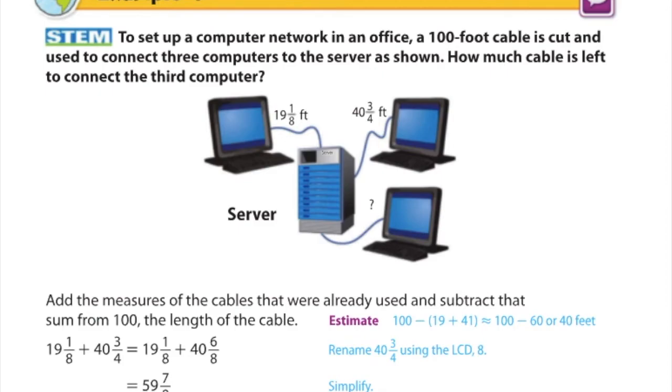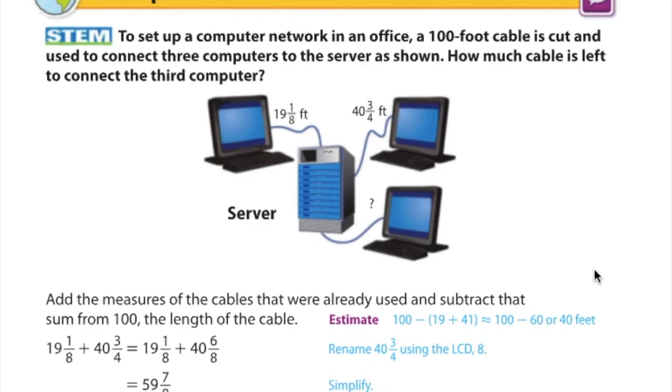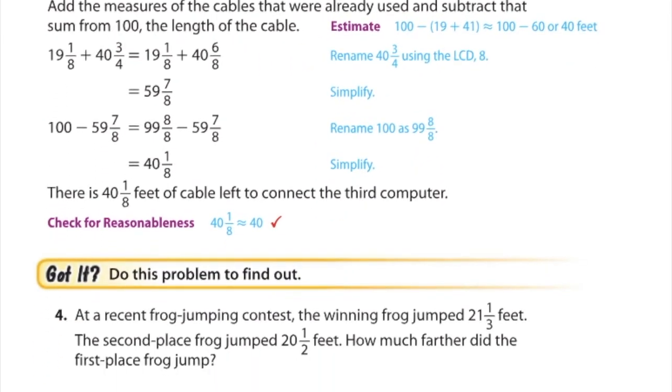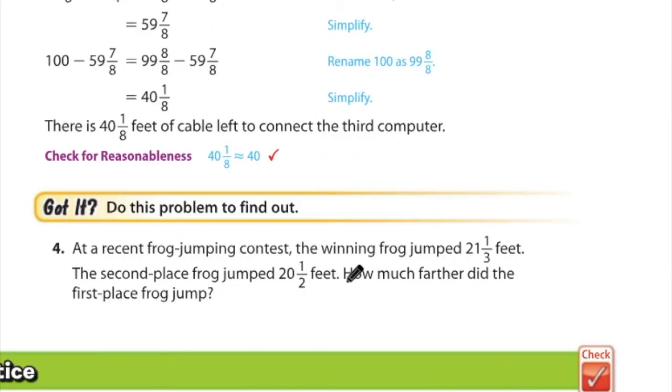For example 4, we have a story problem where you will need to add mixed numbers. For the got it problem, at a recent frog jumping contest, the winning frog jumped 21 and 1/3 feet. The second place frog jumped 20 and 1/2 feet. How much further did the first place frog jump? We're going to subtract those. And 21 and 1/3 and 20 and 1/2 need to have a common denominator of 6.